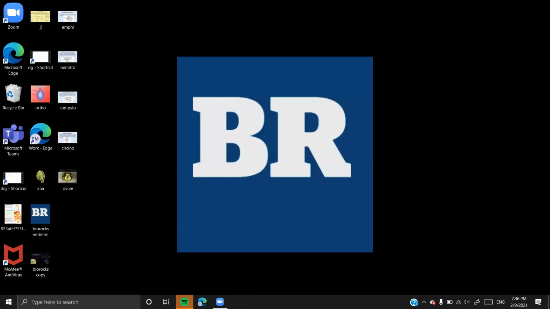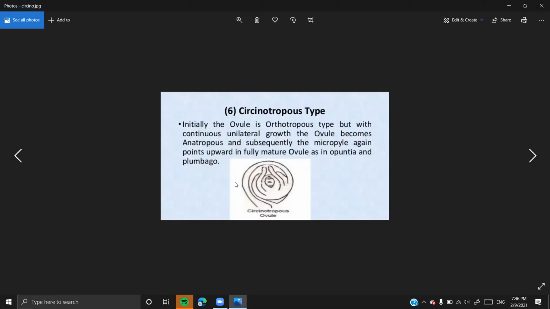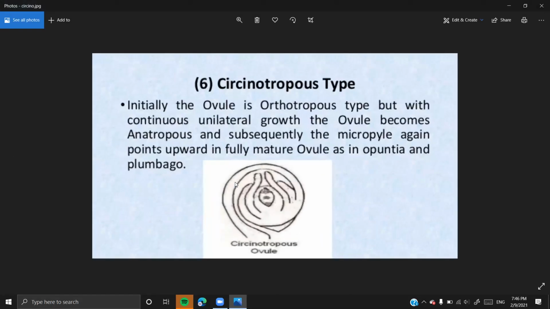Lastly, coming to the circinotropous ovule. What is the circinotropous ovule? You will have a very long funicle, and this funicle is completely coiled around the ovule body. This is the ovule body, and you can see the funicle getting coiled around it. We call this circinotropous, and we usually see this in Opuntia, the cactus plants.